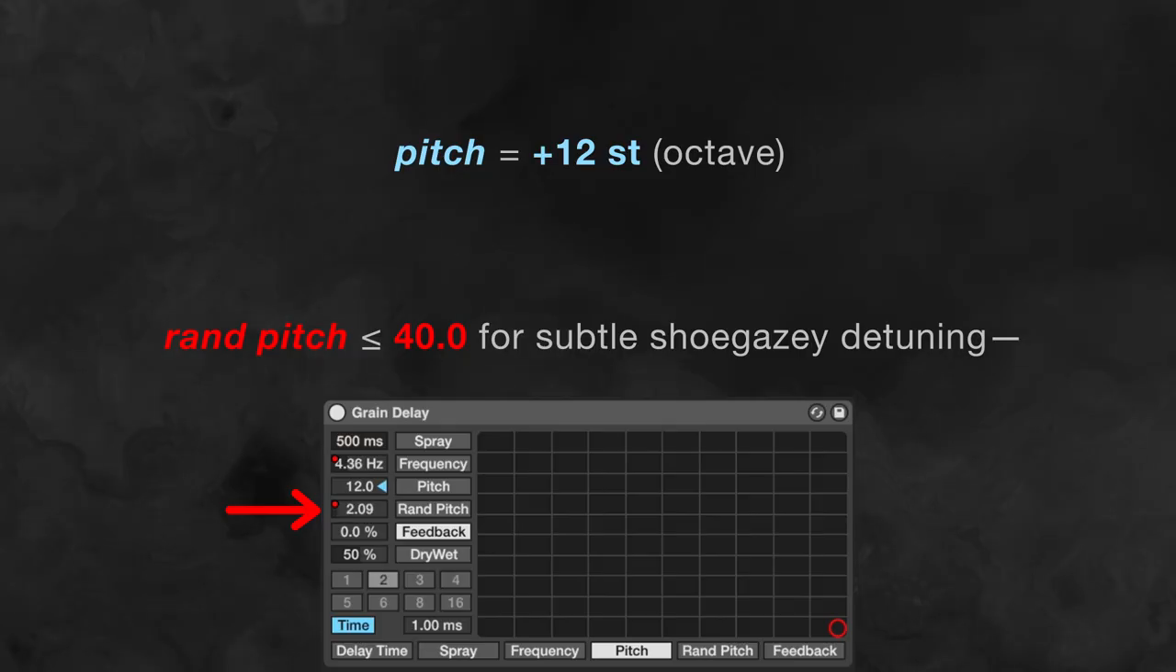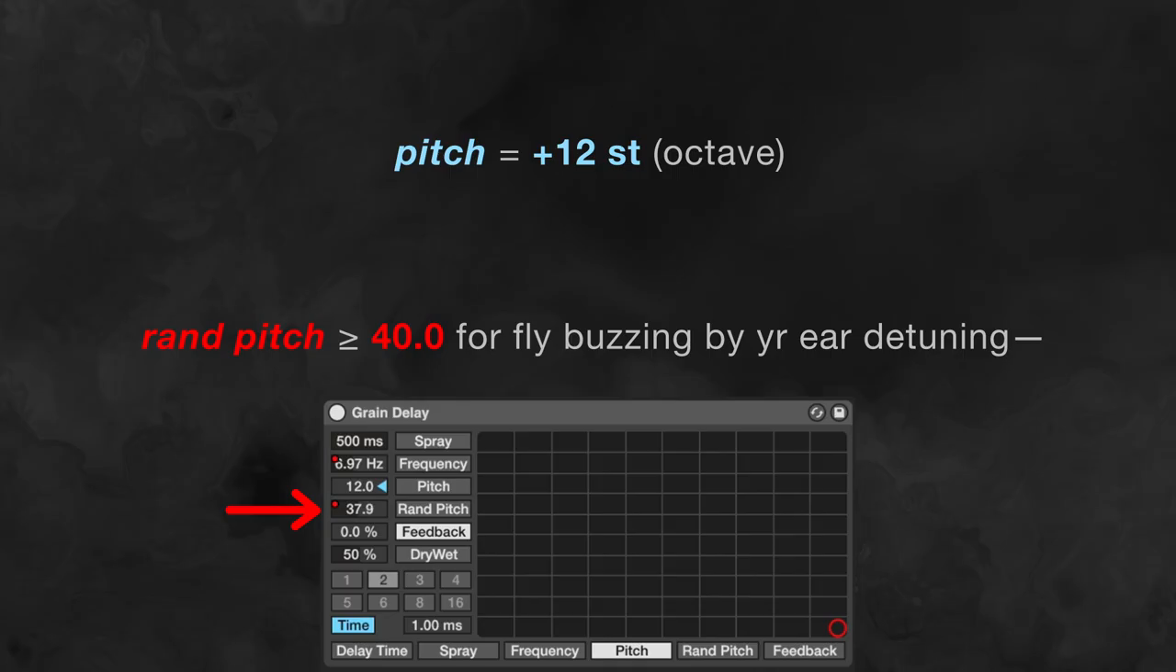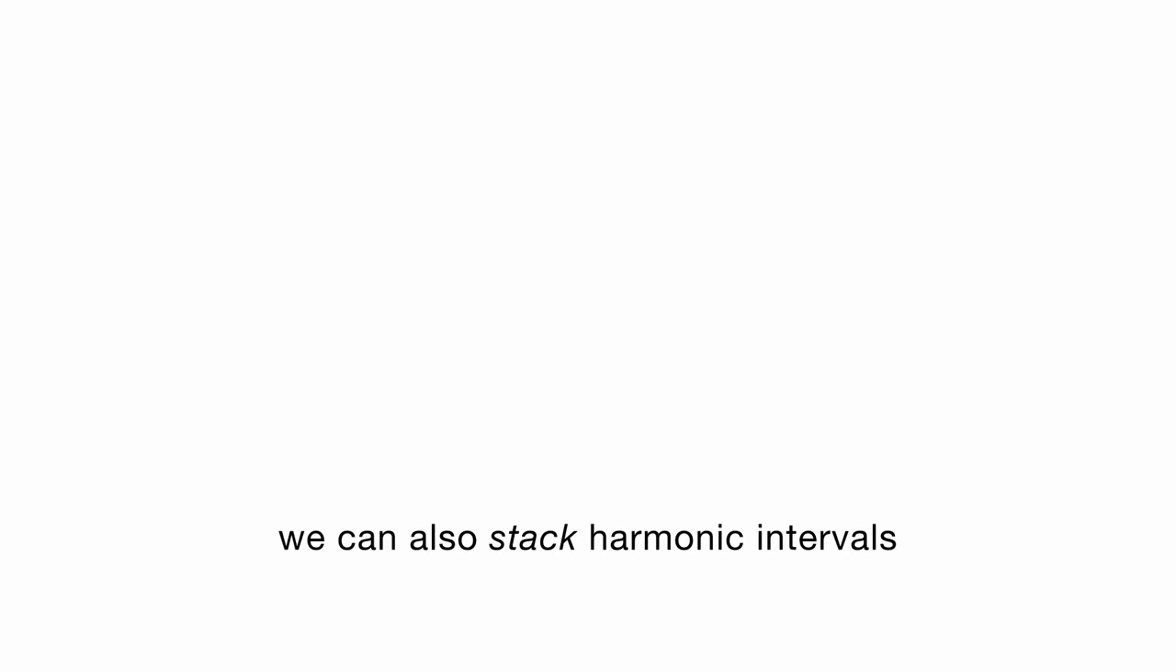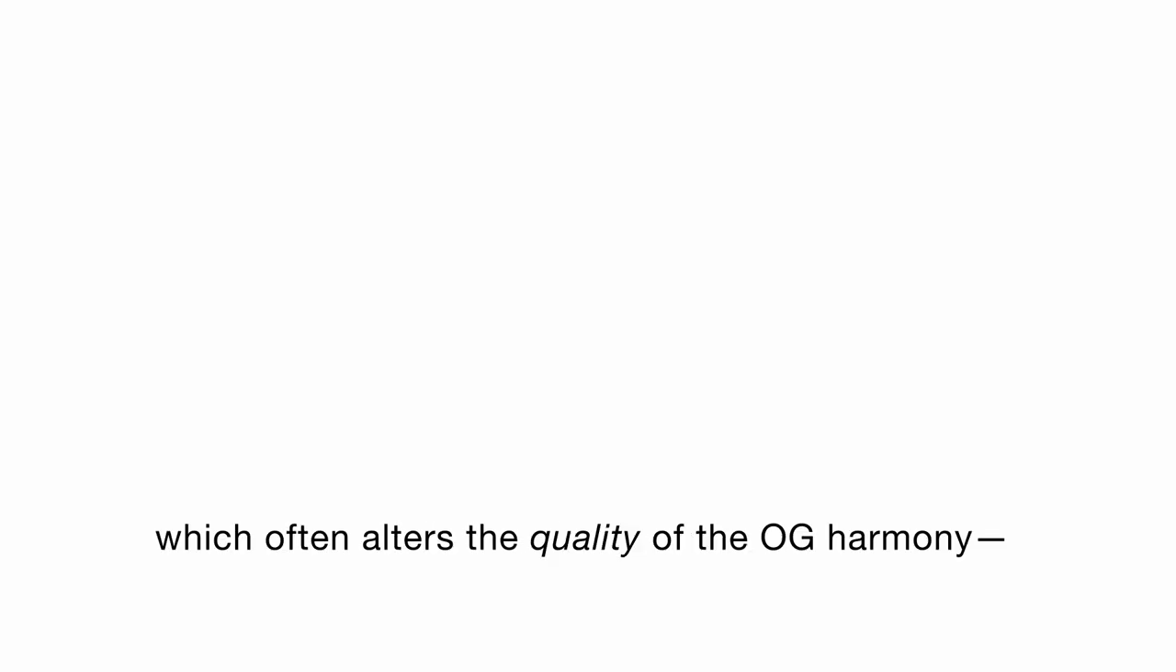We can use the random pitch parameter to implement subtle detuning. Or generous detuning. We can also stack harmonic intervals with the feedback parameter, which often alters the quality of the original harmony.